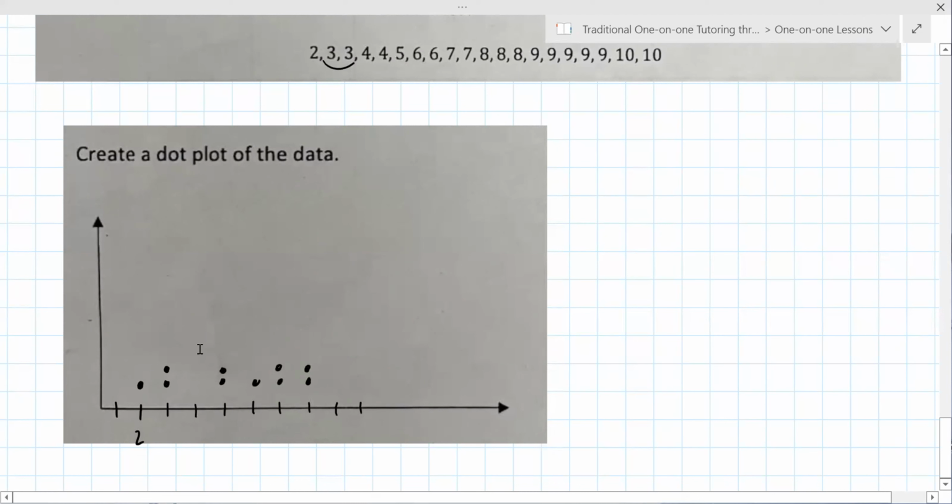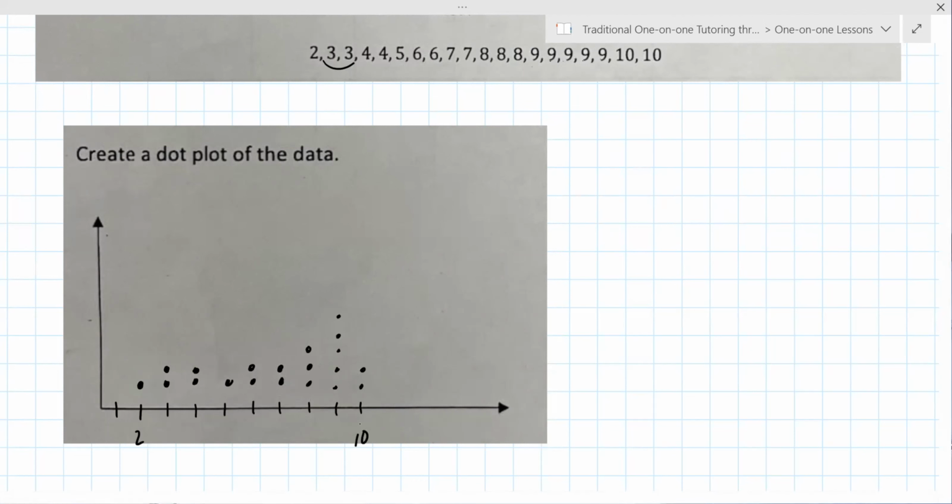Oh, I'm so sorry. I got off by 1. Luckily, I can clean it up. Okay. And so there's 3 8s, 1, 2, 3. There's 1, 2, 3, 4, 5 9s, and then 2 10s. And you're hoping to see some sort of a trend here, which this really doesn't show much.